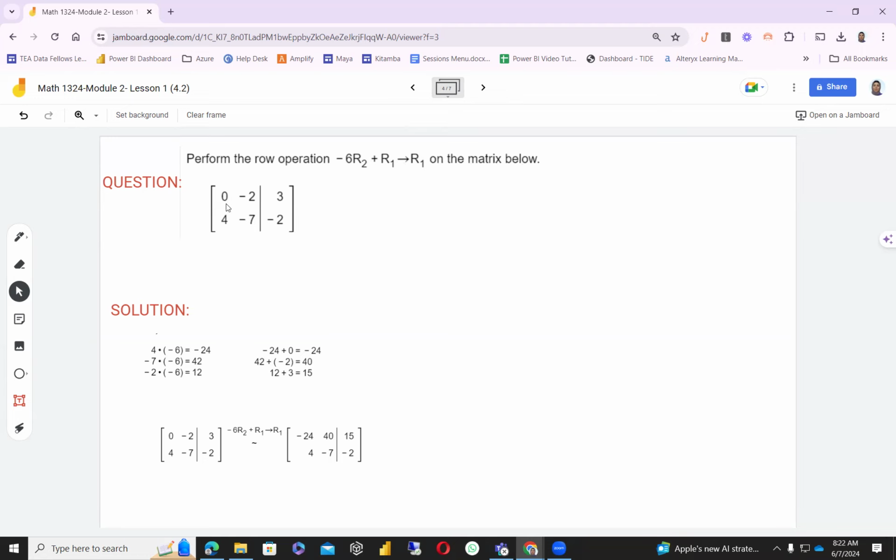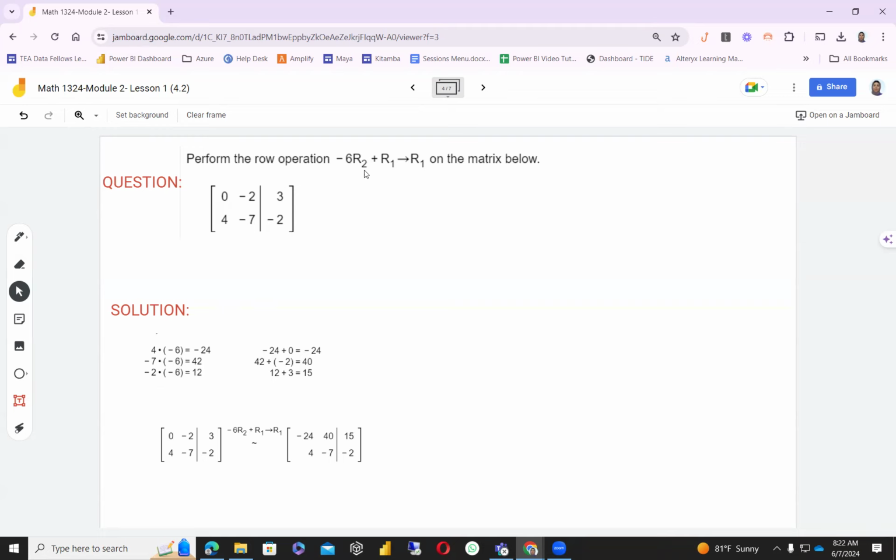So let's just change R1. R1 is originally 0, -2, 3. Now we're going to change these numbers. It says, multiply -6 and R2. So these are my R2 values, row number 2 values. We're going to multiply every single one of these numbers by -6. So 4 times -6 is -24. -7 times -6 is positive 42. -2 times -6 is 12.